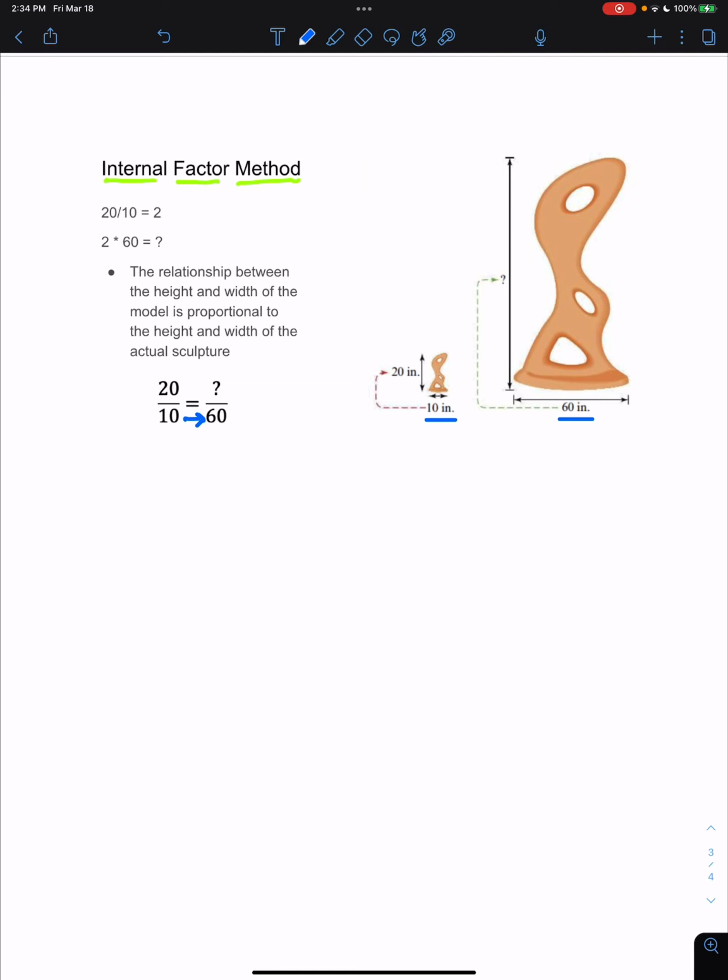We could write it the other way. We could write 10 on the top and 20 on the bottom, but then we would have to write the 60 on the top as well. So the corresponding parts need to be in the same place, and that's the important part of setting up a proportion.